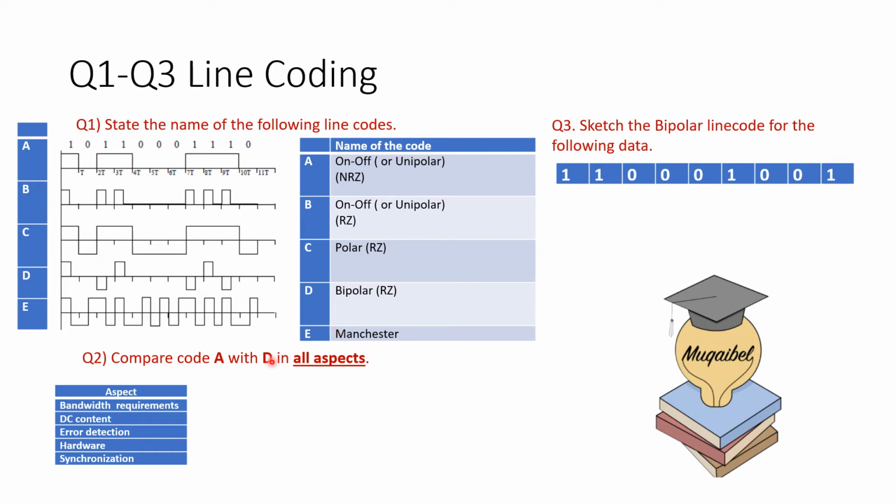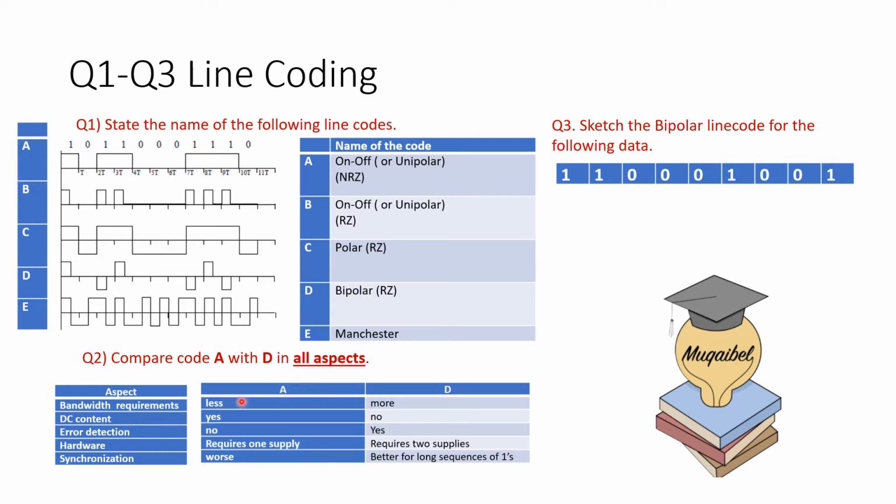In terms of comparison, in terms of 5 aspects, I'm now going to show the answer to the second question. Okay, here is code A and code D. Code D requires more bandwidth. You see that the pulse duration is less. In terms of DC content, D has no DC content because the average is 0, while A has got a DC content.